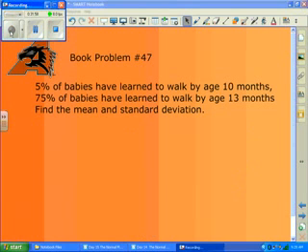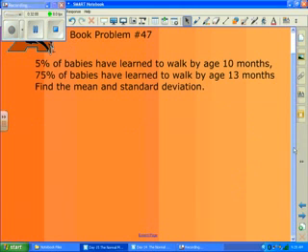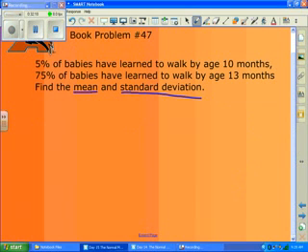Okay, so we're going to do book problem number 47. This one has 2 values that you don't know. It has a mean and a standard deviation that you do not know. So let's take a look at this, and we're going to draw a picture.